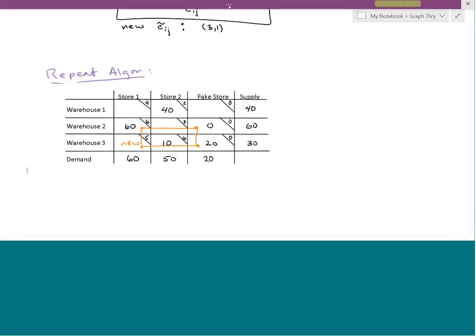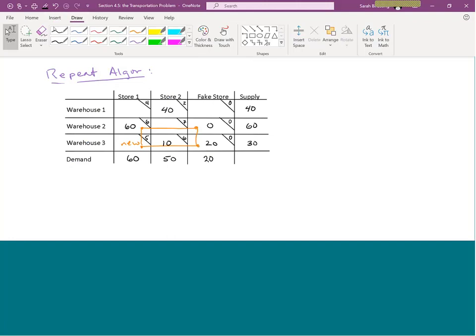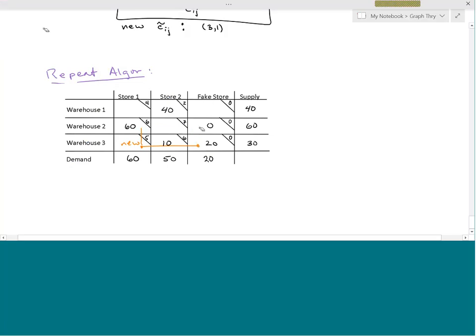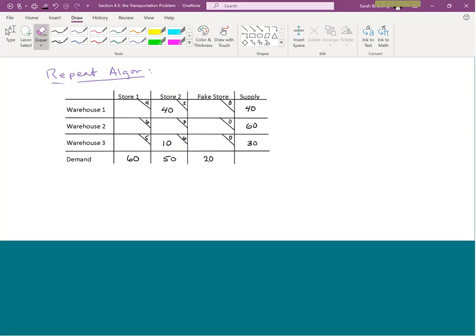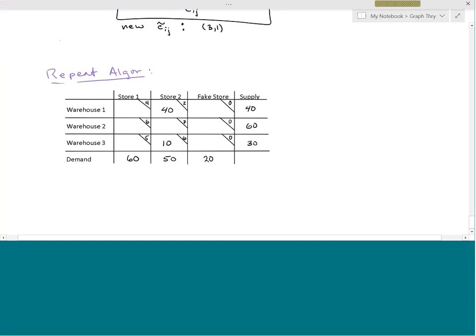Now the new Tableau would be as follows. You wouldn't see the loop. The 0 is going to be gone. And these two values are going to be adjusted. So the new values here would be 20, 40, and 20 there actually.